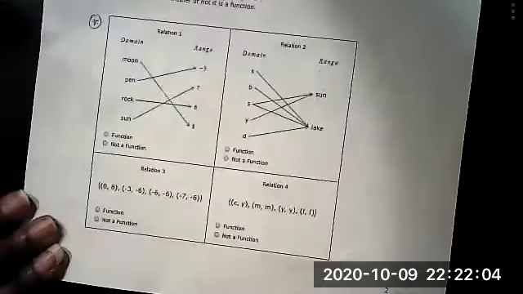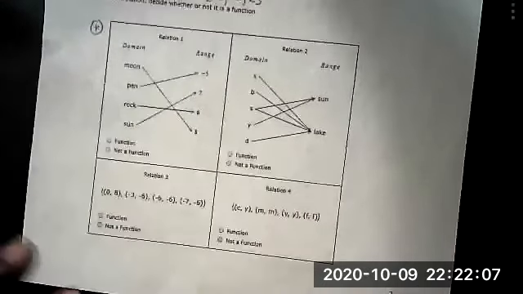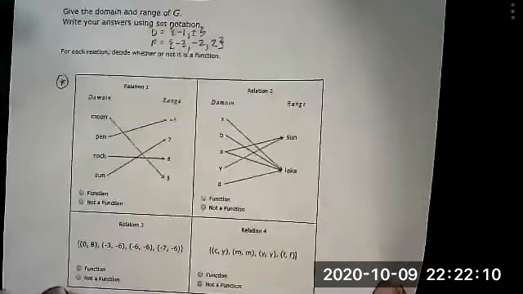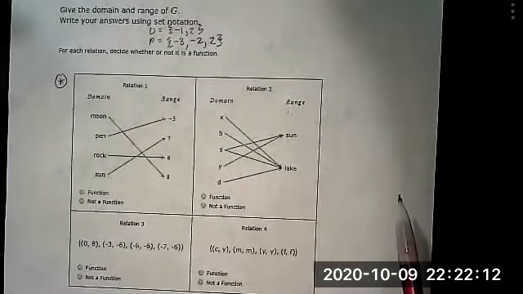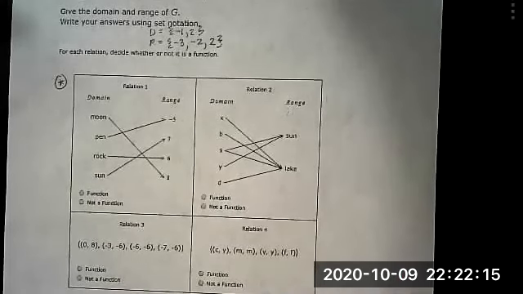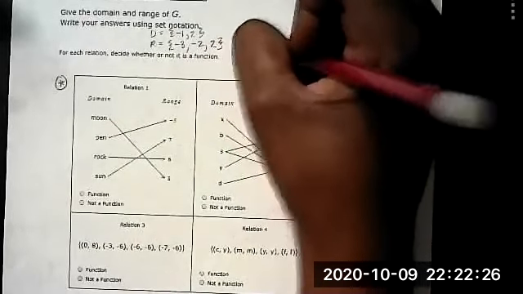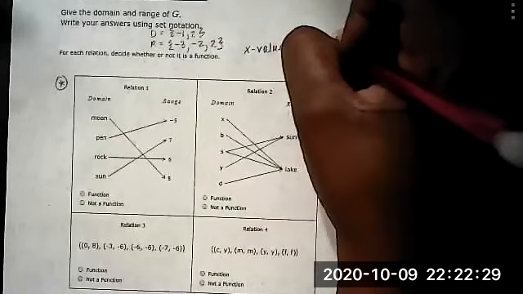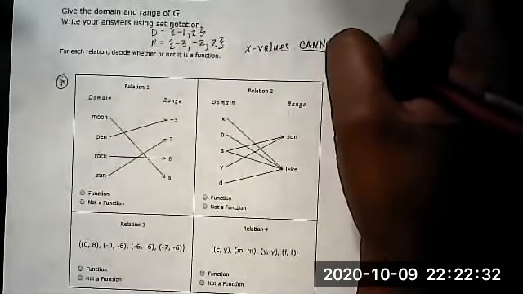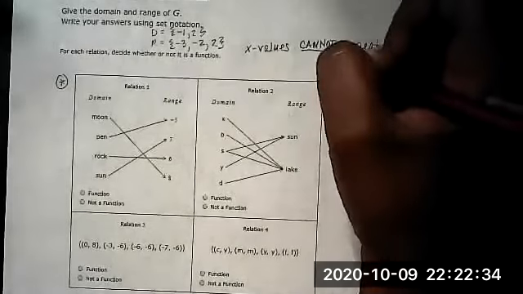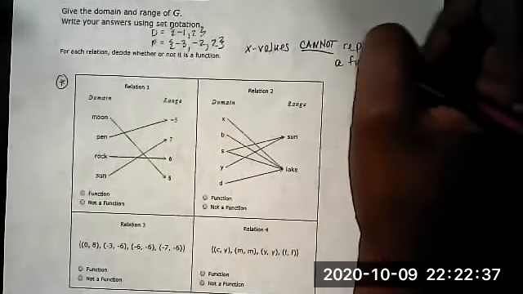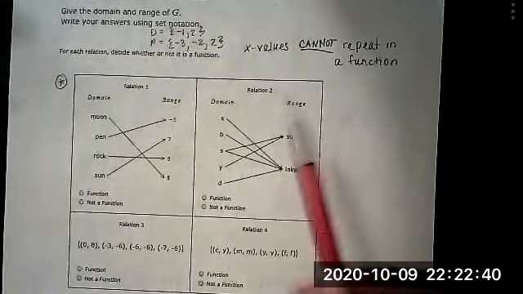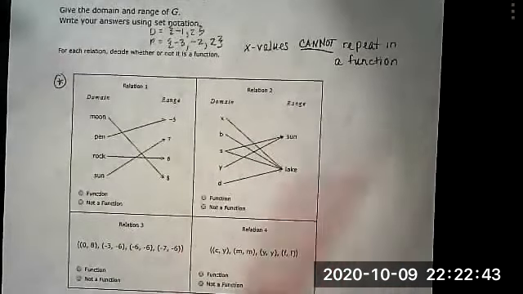Now here, you're deciding if something is a function. So basically for your function, what can't repeat are your x values. So if it is not a function, x values cannot repeat in a function. So that is what's telling you whether something is a function or not. If your x value repeats, it is not a function.